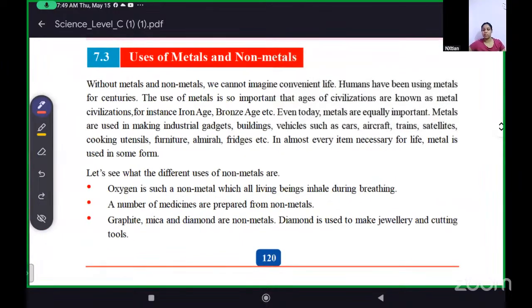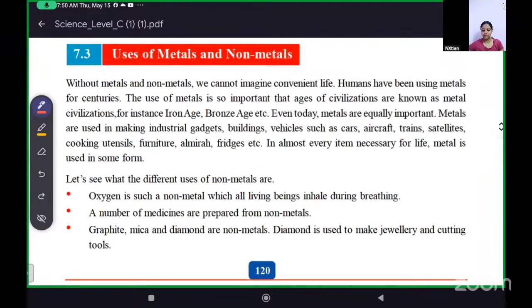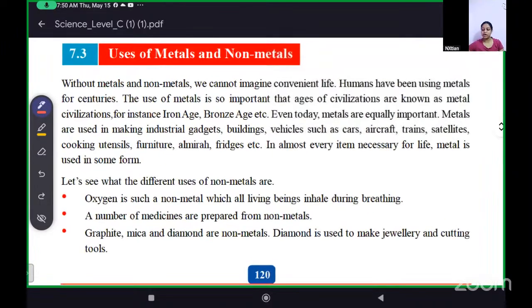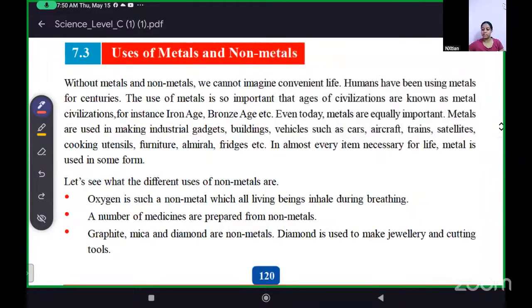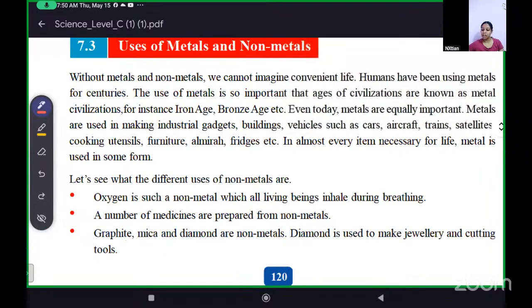then what are the uses of metals and non-metals? Now, we will talk about some uses of metals and non-metals. Without metals and non-metals, we cannot imagine convenient life. Humans have been using metals for centuries. The use of metals is so important that ages of civilization are known as metal civilization.